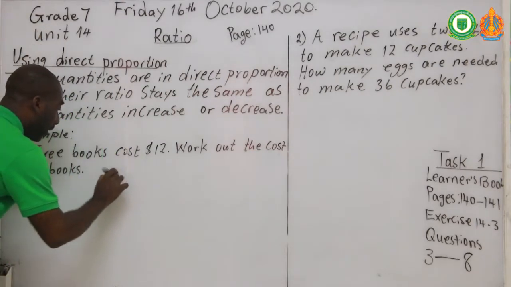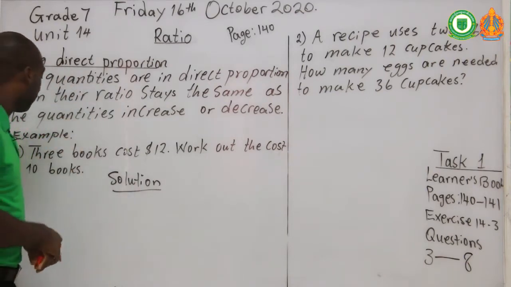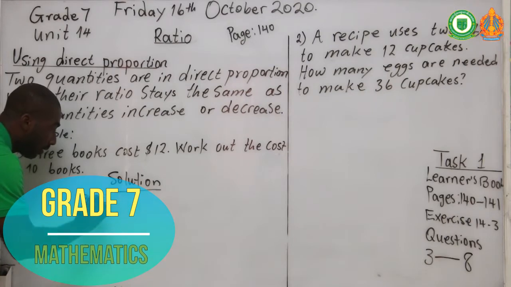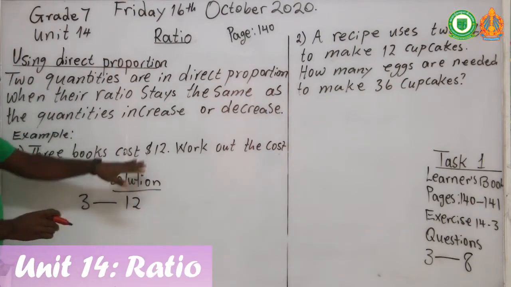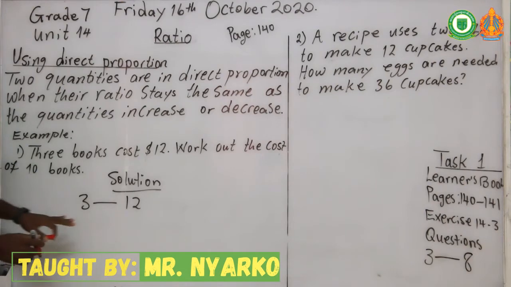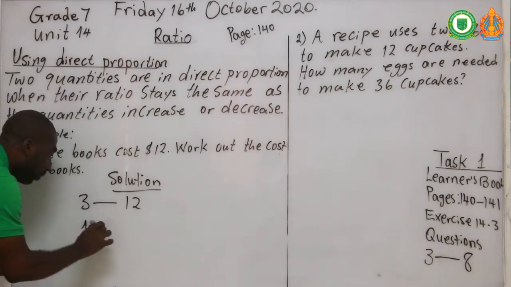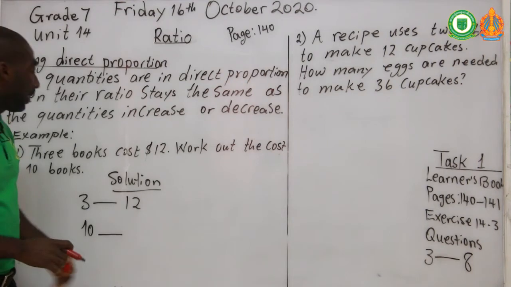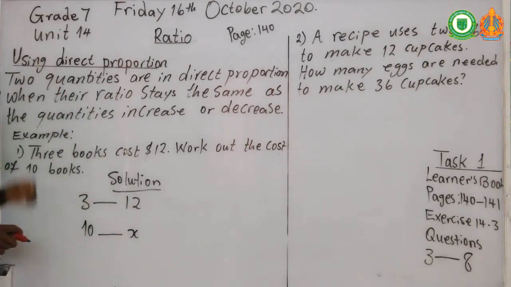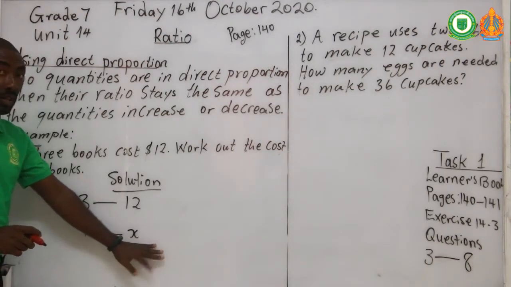So first of all, we put our solution. That means we are working out or finding the answer. So first we know that our three books cost $12. Okay, so we can skip the dollar sign for now, okay? And then we're supposed to work out the cost of 10 books. So we know that here is books and here is the money, okay? So we put our 10 books here, and then we're going to put a letter there to represent how much it will cost. So let's say we put X there. We don't know the cost of 10 books, so we put X there as the cost of it, okay?